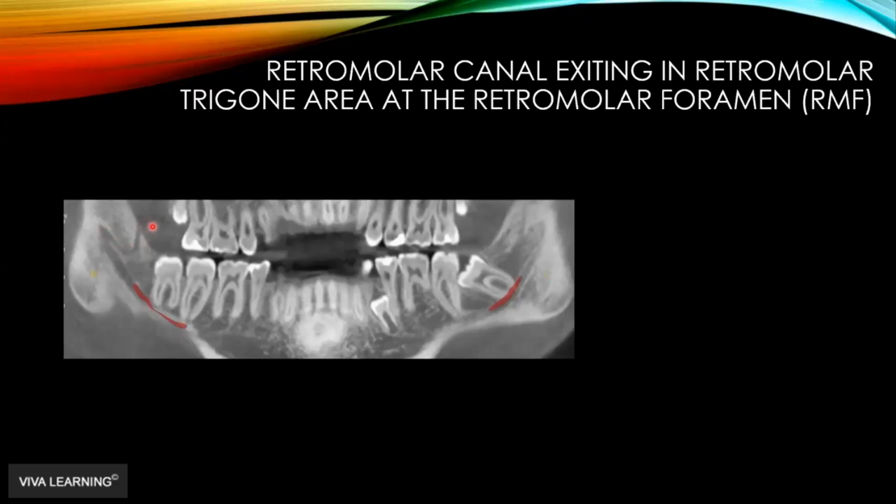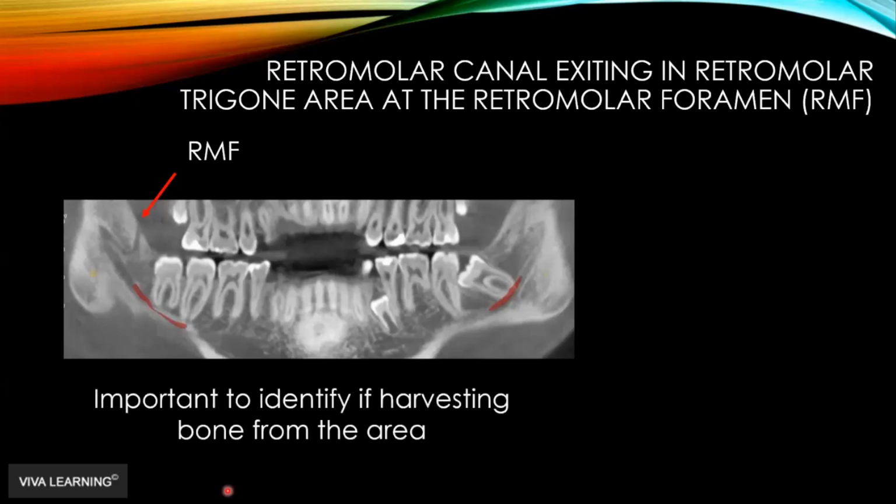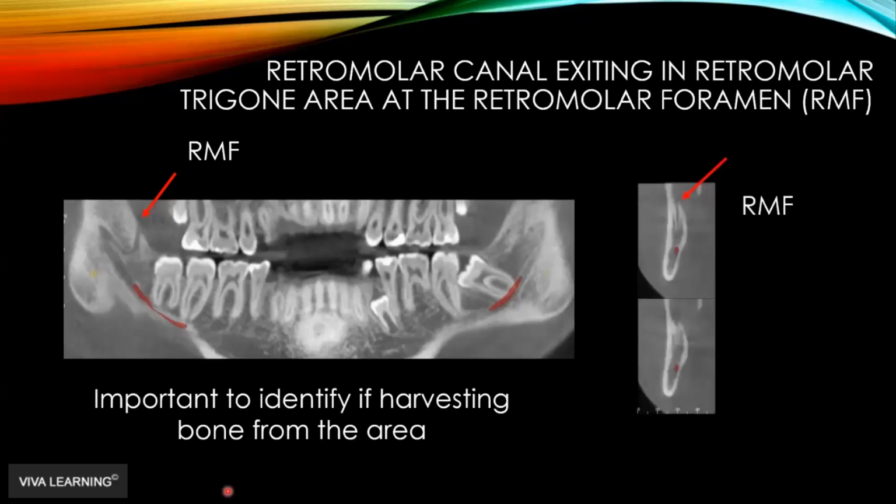You can see that it exits in the retromolar trigone area at the retromolar foramen. And it used to be that there were surgeons harvesting bone in this area. And if I know that that's potentially the case, I'm always going to be looking for this retromolar foramen or retromolar canal here.